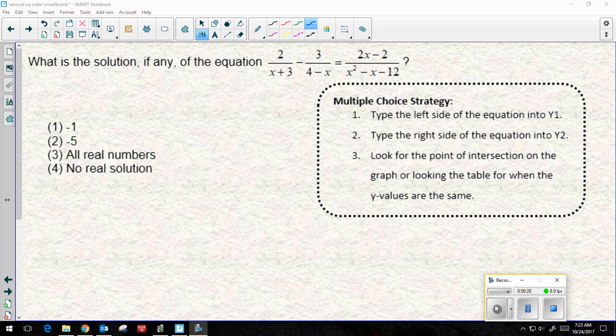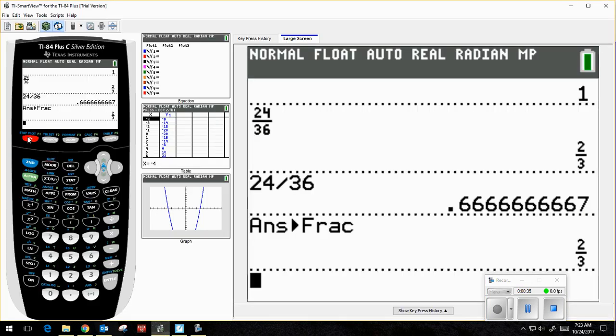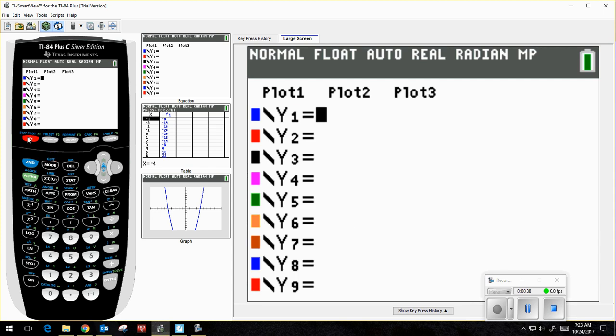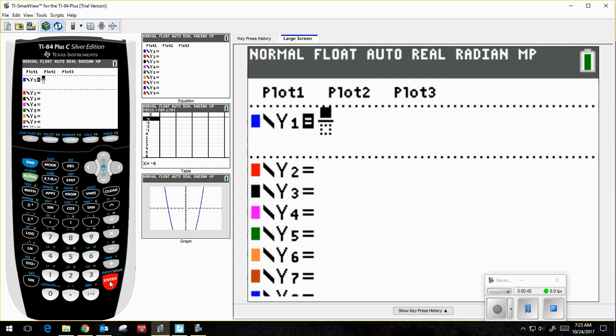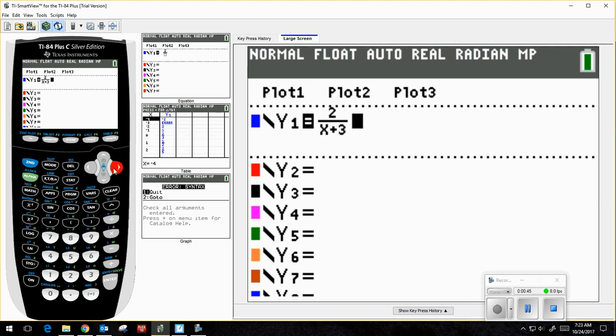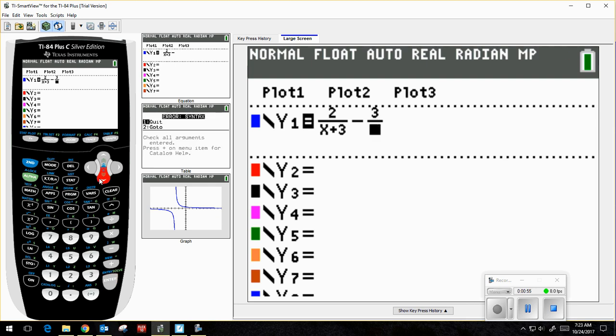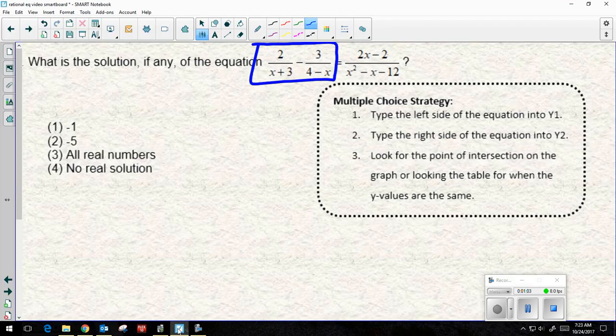So step one is you want to type the left side of the equation into y1. So this whole piece here, I'm going to type into y1. In my calculator, I have fractions, so I'm going to use alpha y equals, enter, 2 over x plus 3, hit my right arrow so I'm not in the fraction anymore, minus, set up another fraction, alpha y equals, enter, 3, hit my down arrow, 4 minus x. So that's the left side.